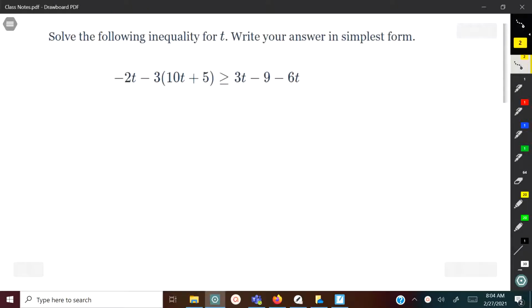Alright, here it says solve the following inequality for t. Write your answer in the simplest form. That means if you have a fraction at the end, just simplify your fraction. Alright, so I'm going to zoom in and work this one out.